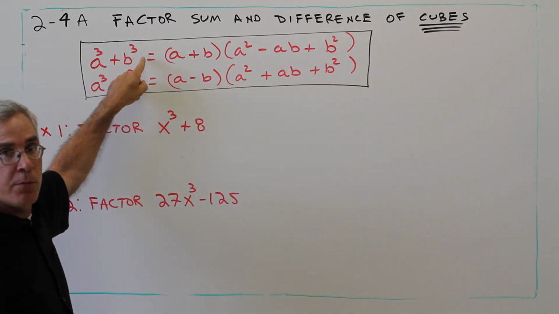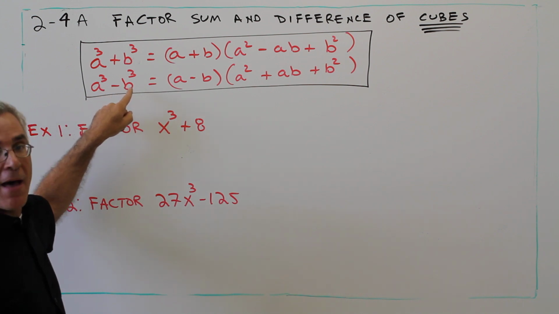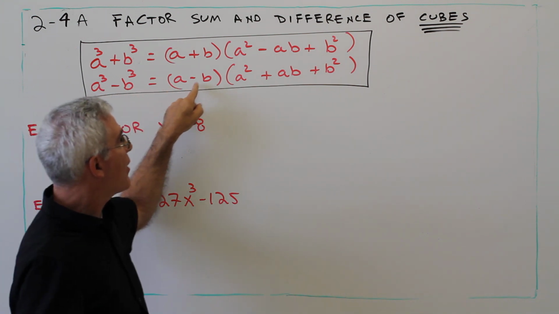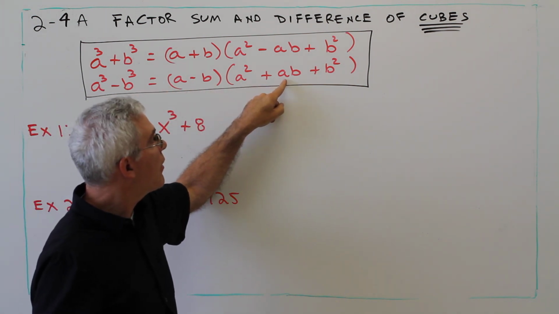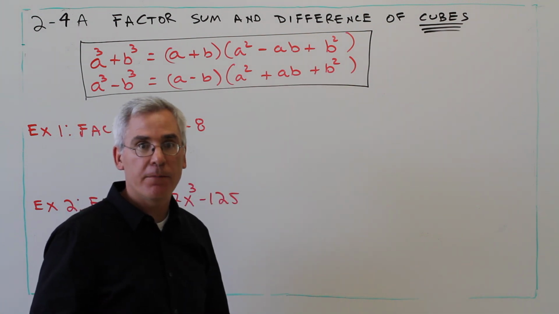A cubed plus b cubed equals a plus b times a squared minus ab plus b squared. That's the sum of cubes. And a cubed minus b cubed equals a minus b times a squared plus ab plus b squared.